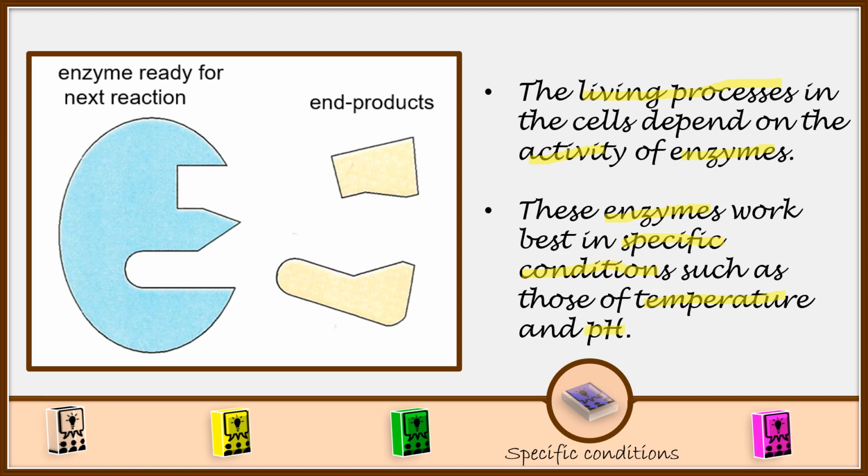So we are saying that if these enzymes are to help in the activities taking place in the cells, or if they are to speed up the activities that take place in the cell, they need specific conditions. And those specific conditions can be a constant temperature or a specific pH. So those environmental conditions must be maintained constant for the enzymes to work well.